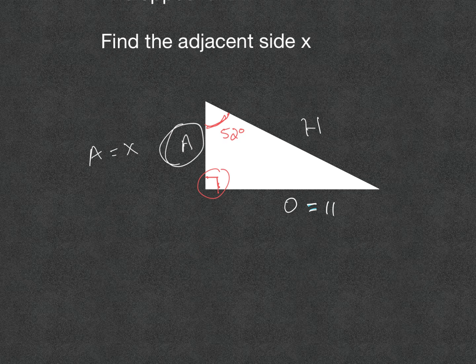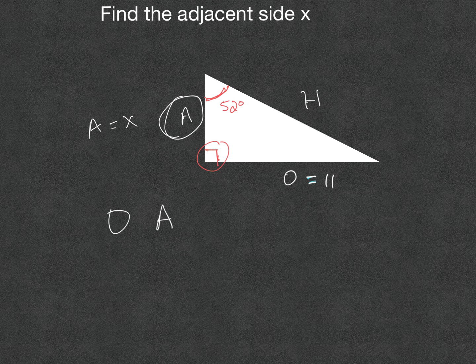So we're looking at O and A. Which one, sine, cosine, or tangent, has O and A? That's right, tangent. So tangent of the angle is equal to O over A. Okay? If we're dealing with O and A, it's tangent. If we're dealing with H and A, it's cosine. If we're dealing with H and O, it's sine.